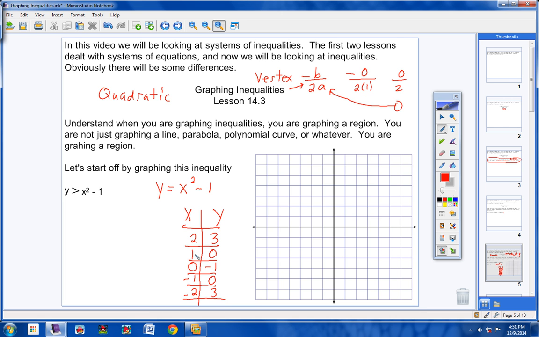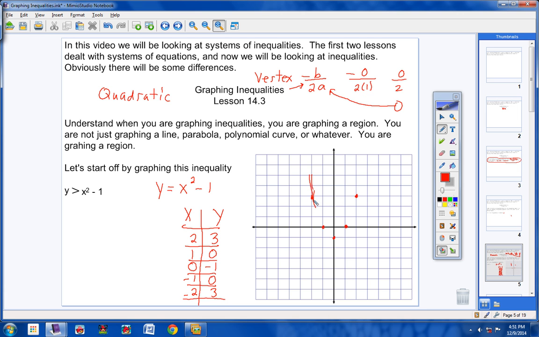So there we go. We have the points for our parabola: over 2, up 3; over 1, up 0; 0, negative 1; negative 1, 0; negative 2, 3. Now stop before you go and sketch your parabola.